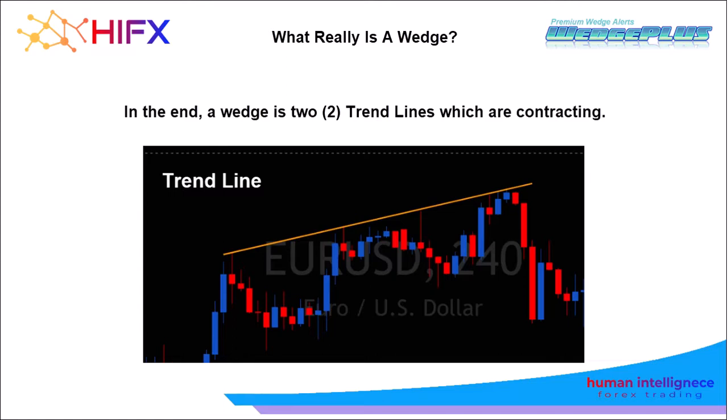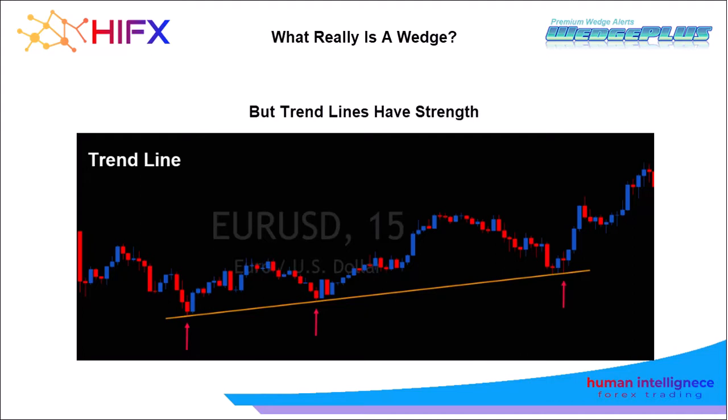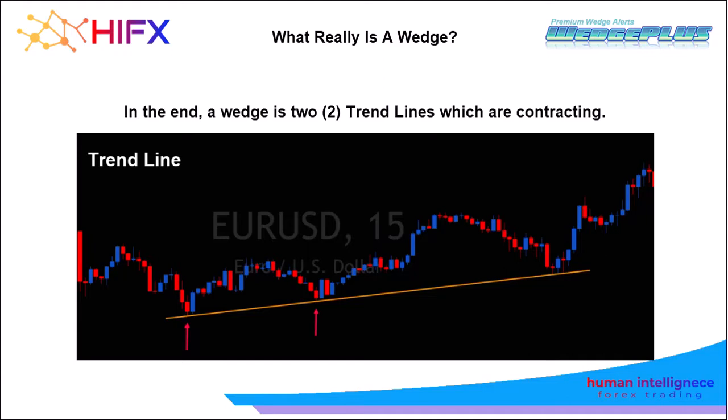Okay, so here's a trend line from a top side, and here's a wedge line from a bottom. Okay, and you'll notice they're just 2 trend lines. And again, a wedge is nothing more than 2 trend lines which are contracting.